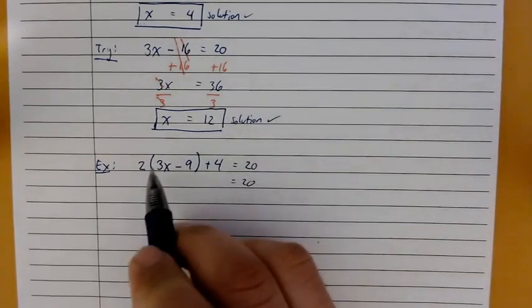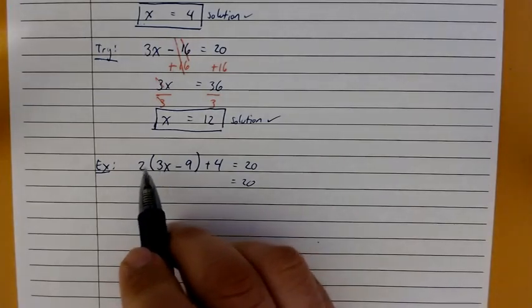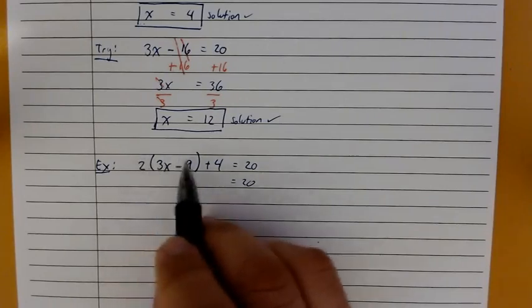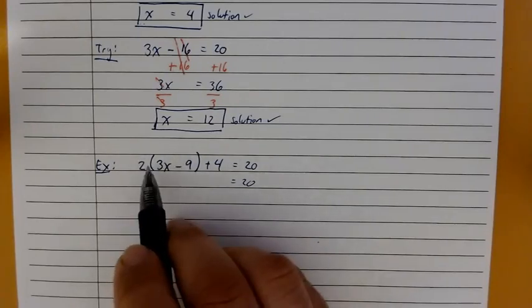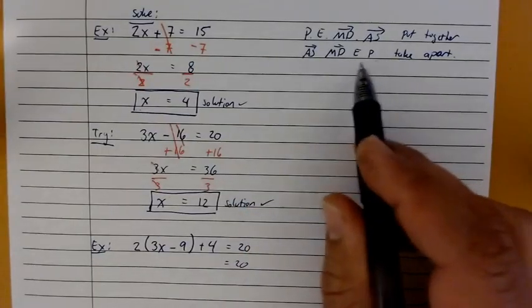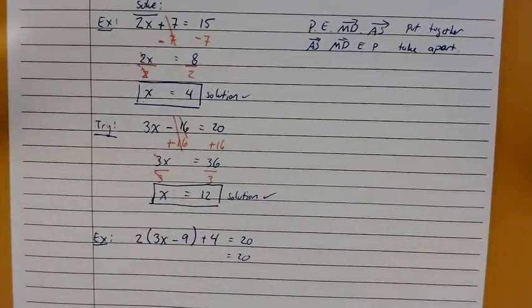But on the left side, I notice that I have multiplication of a number times an expression. Here, I could distribute. I could use the distributive property. And that way, there wouldn't be any parentheses to begin with. So I wouldn't have to worry about getting rid of them because they wouldn't be there anymore.